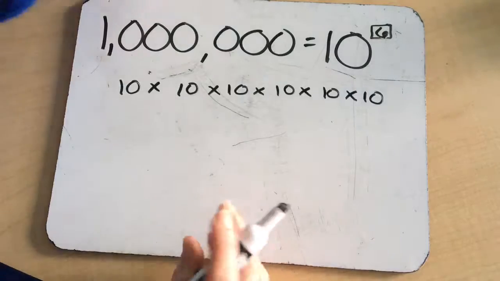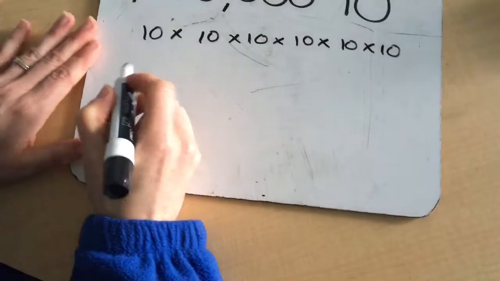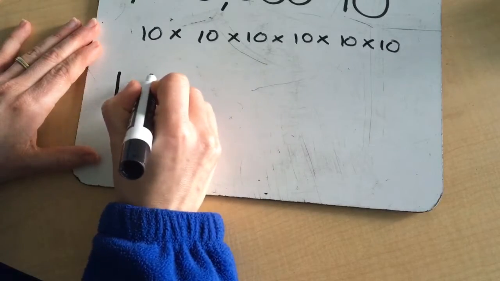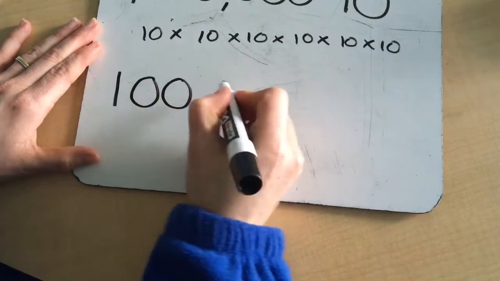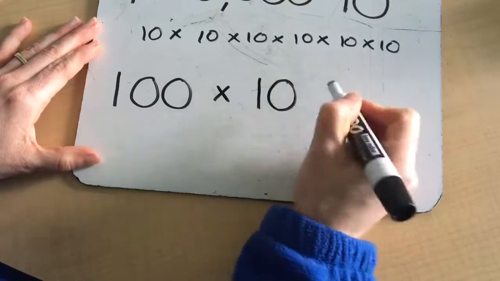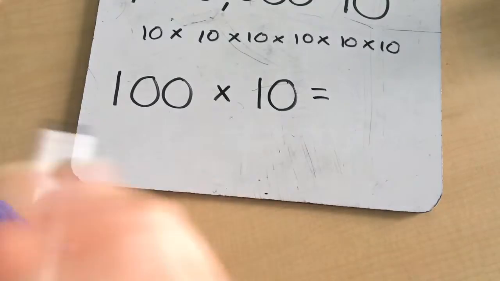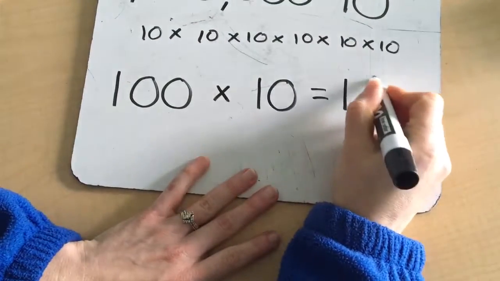All right, let's get a little more complicated. Let's go ahead and toss this at you. What if I had 100 times 10? Well, you know that's 1,000. But what would it be as far as the exponent goes?